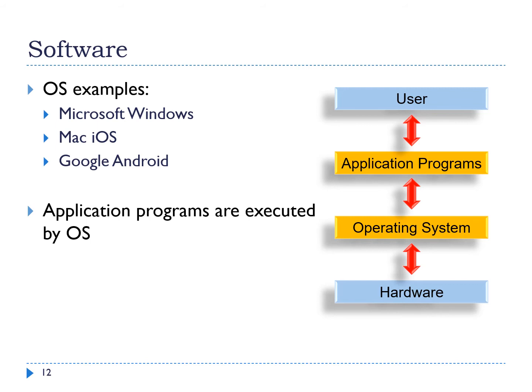This figure shows the layers of hardware and software on top of each other. Hardware is the physical device. Operating system is on top of hardware. Application programs are on top of the operating system. Users like us are using application programs.